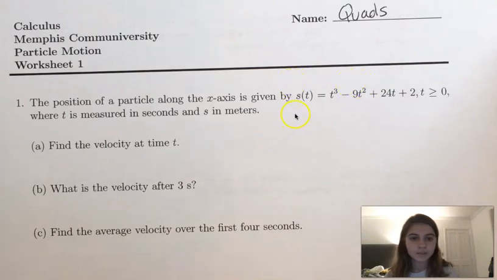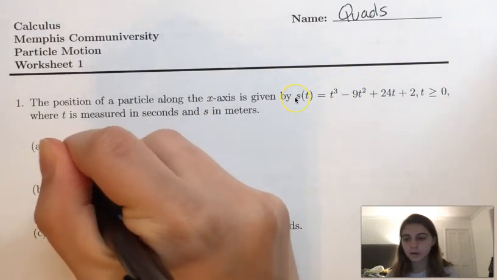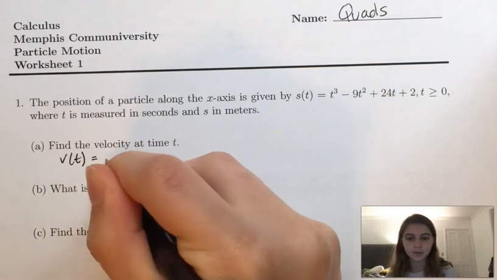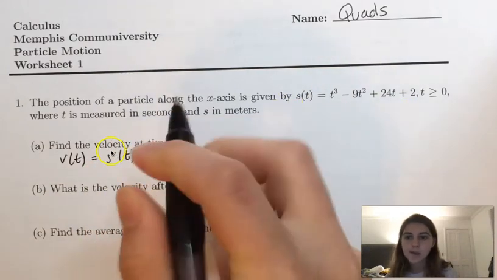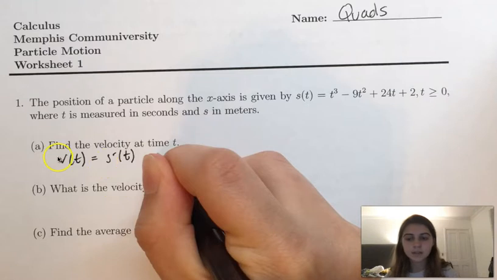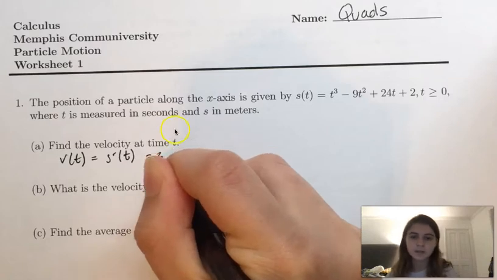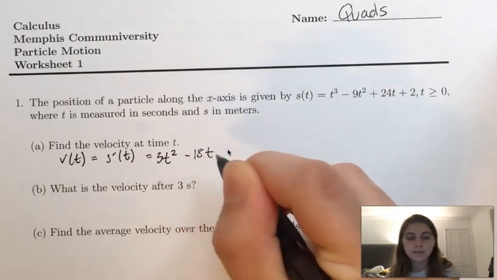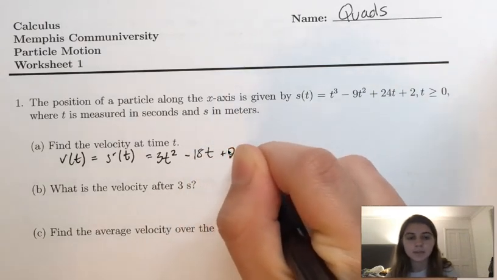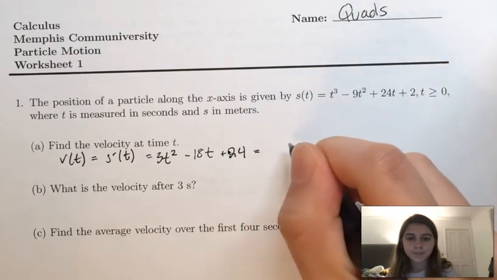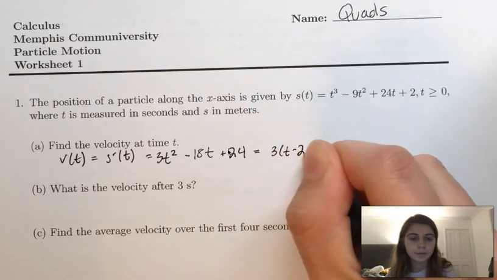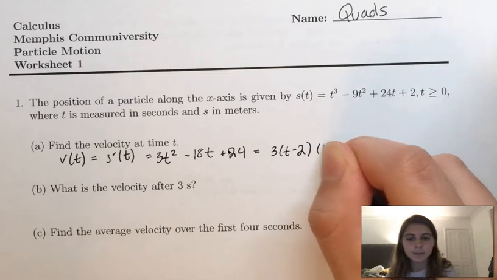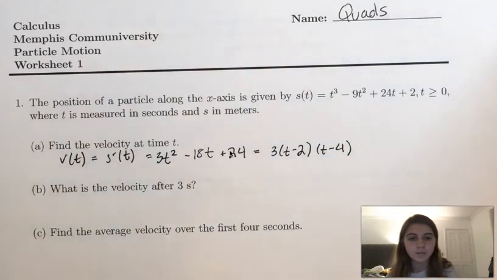This is our position function for number one, and number one has multiple different parts, so we're always going to come back to this position. If we're looking for the velocity, remember it's position, velocity, acceleration. That means velocity is the first derivative of position. So we take the derivative of this position function, and that's 3t squared minus 18t plus 24. Then we factor it, so we get 3 times (t minus 2) times (t minus 4).